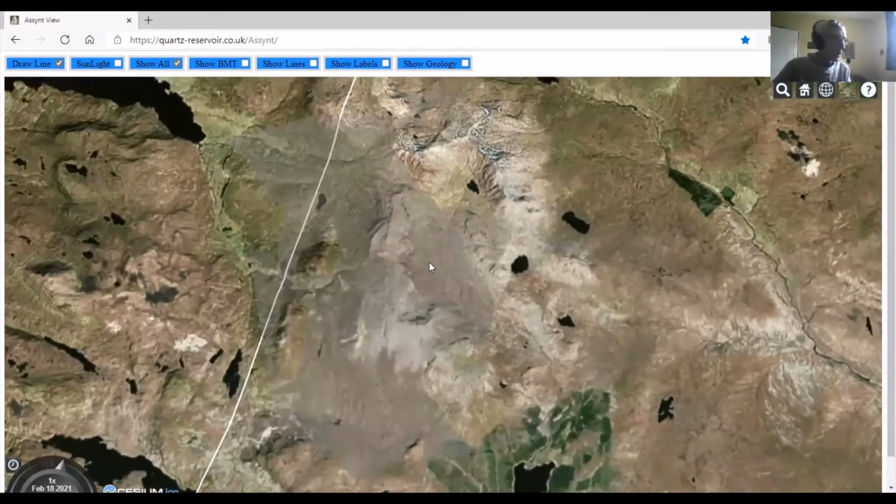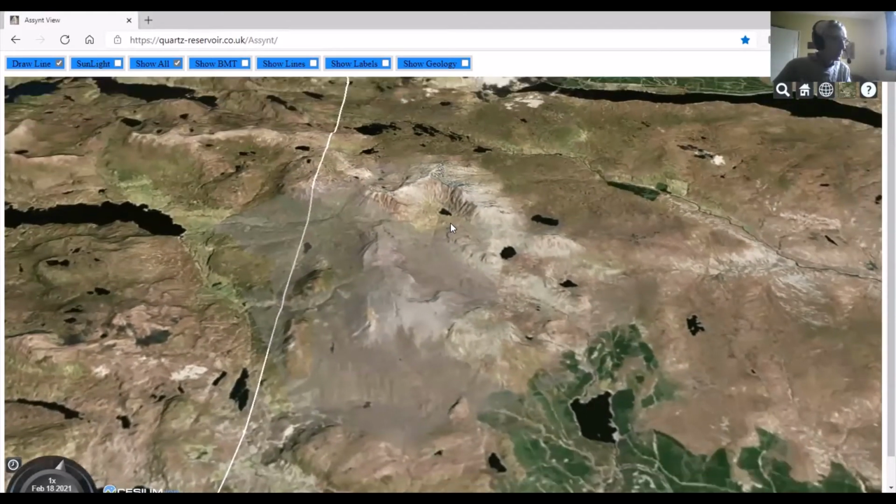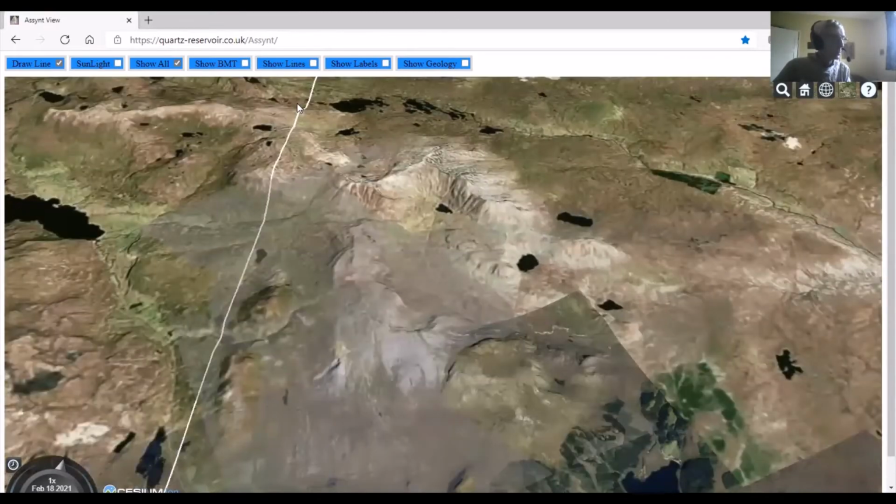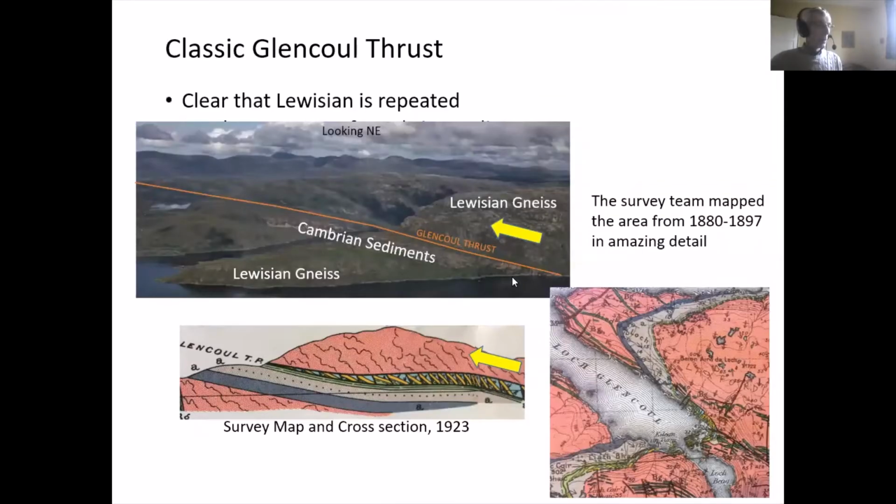Near Loch Assynt. This is a picture of the classic Glencoul thrust. Here it's very clear that the Lewisian gneiss is repeated. And this was explained back in 1890 by invoking this concept of a thrust fault. So this was the first time that these thrust systems had been understood and mapped out in incredible detail.